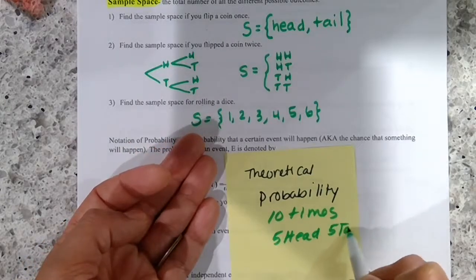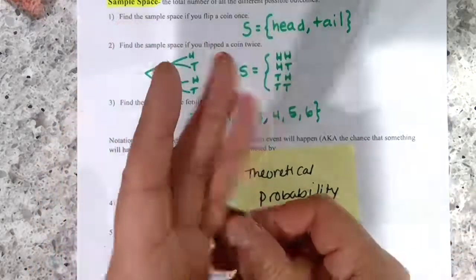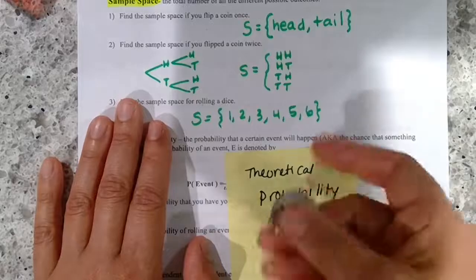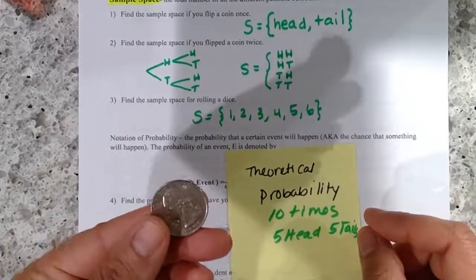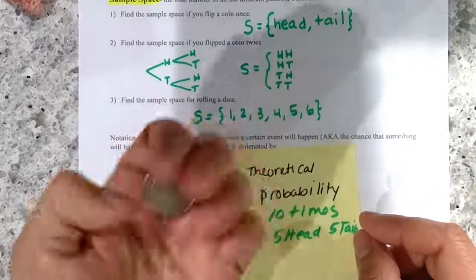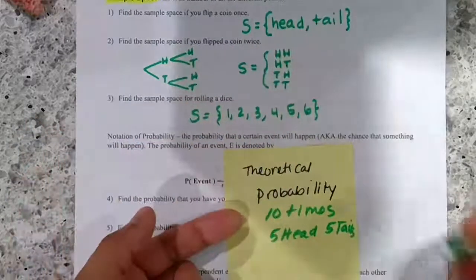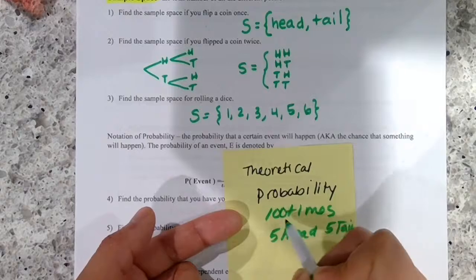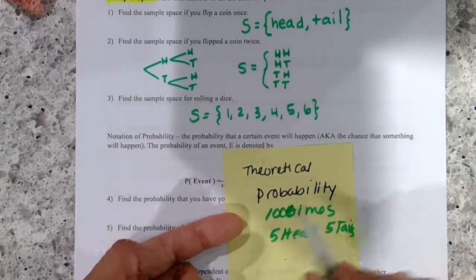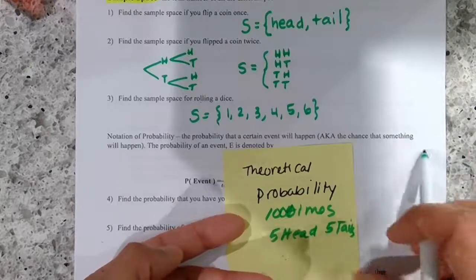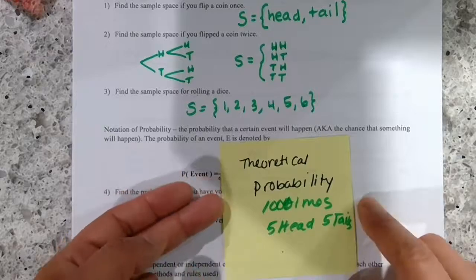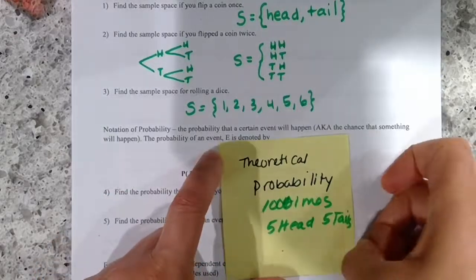Well, theoretically, I should get 5 heads and 5 tails. If I actually flip this, will I? Well, I don't know. But I can tell you that it doesn't really matter. The more you do, like if you were to do this 1,000 times, you would get closer to 500 and 500. So theoretical probability is like what it would approximate over many, many times. Okay, and so that's the probability that we're talking about in here.